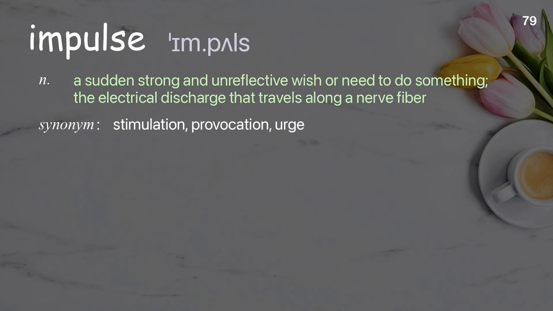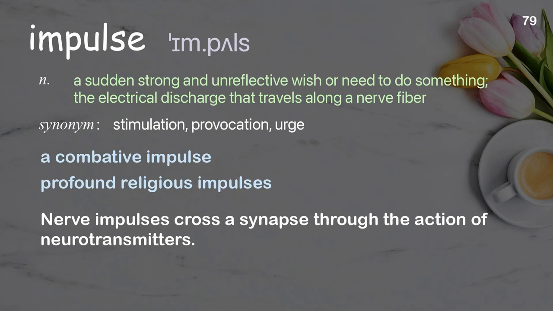Impulse. A sudden, strong, and unreflective wish or need to do something; the electrical discharge that travels along a nerve fiber. Examples: a combative impulse, profound religious impulses. Nerve impulses cross a synapse through the action of neurotransmitters.